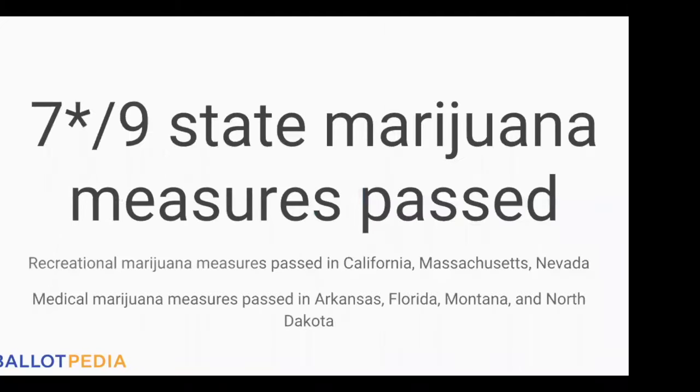So we had a number of notable state ballot measures this election cycle, including nine state marijuana ballot measures. Of those nine, seven as of now have passed. Recreational marijuana measures passed in California, Massachusetts, and Nevada, and we're still waiting to hear from Maine. Medical marijuana measures passed in Arkansas, Florida, Montana, and North Dakota.